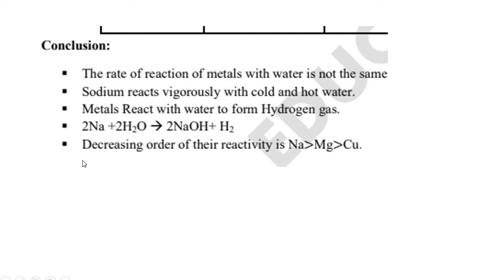Now, you are asked to write the decreasing order of their reactivity. Sodium, magnesium, and copper are given. What is their decreasing order of reactivity? The most reactive metal here is sodium. So sodium is greater than magnesium, which is greater than copper. This is the decreasing order from top to bottom.